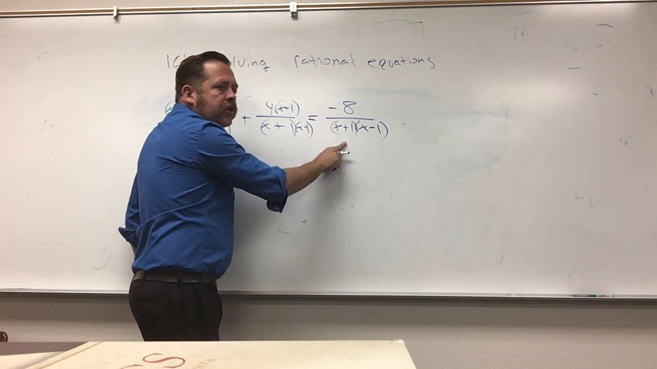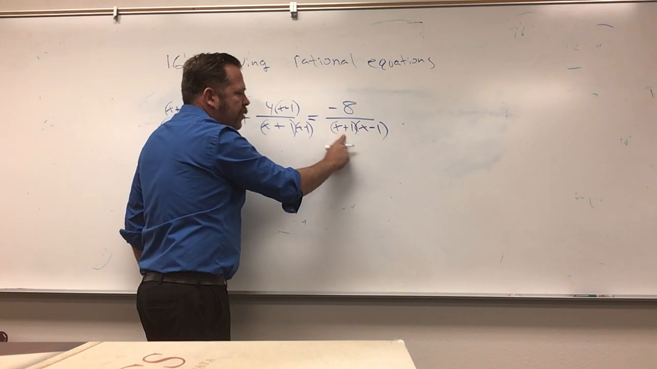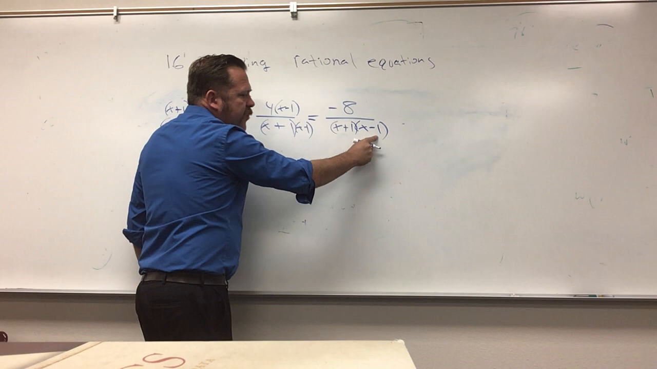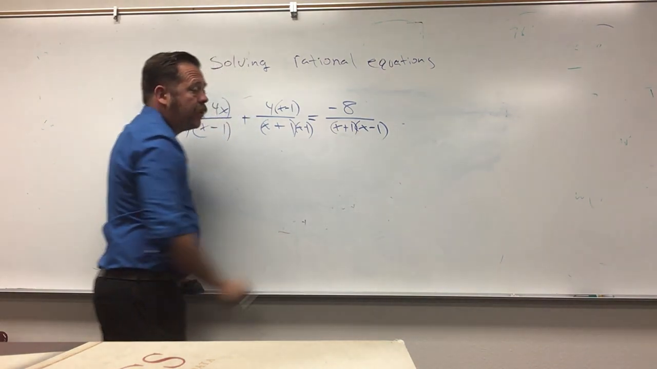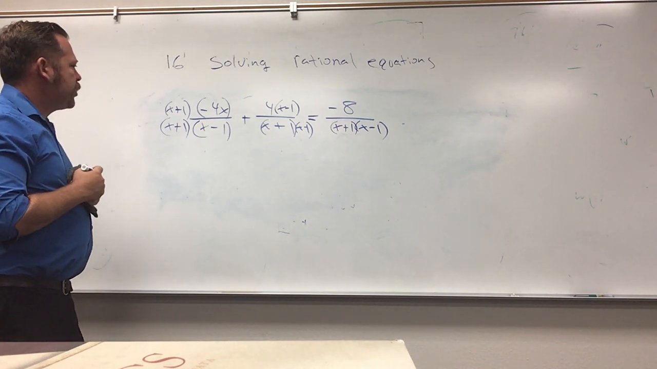Let's take a look. What answers would not be allowed in this problem? Negative 1 would not work because that would make this factor 0, and 0 times that would be 0. 1 would not work because that would make this factor 0, and 0 times that would be 0. So our answers, we know we can't have negative 1 or 1. Let's see what we get.